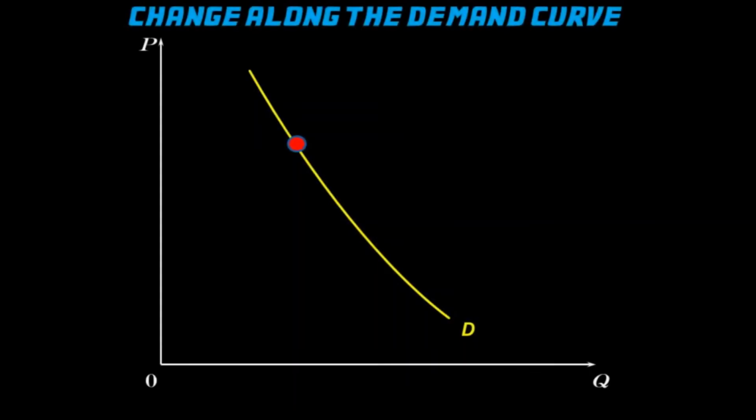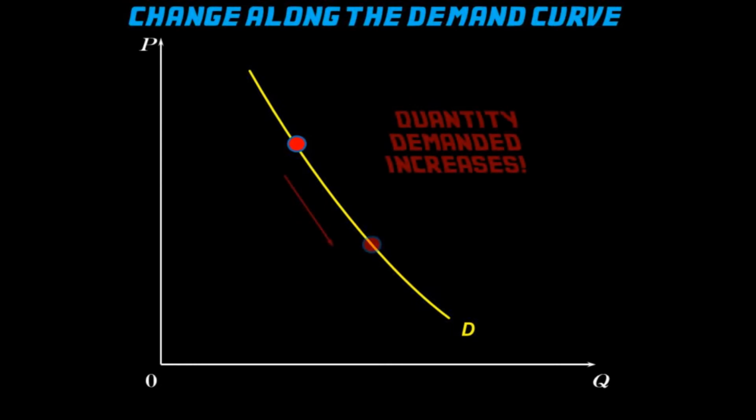Here, as the price of the drink decreases, the quantity demanded changes and there is a movement along the demand curve to the right.